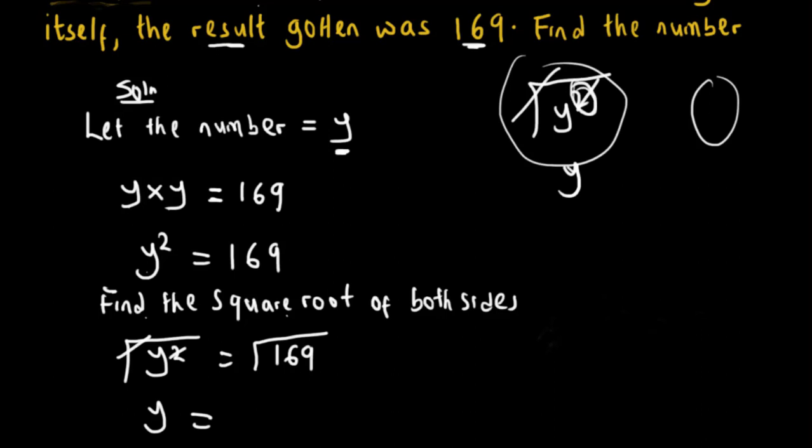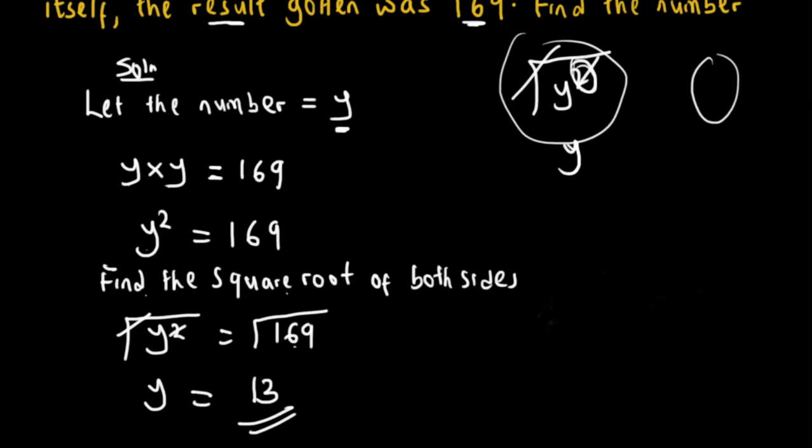What do you multiply with itself to get 169? That is 13. So square root of 169 is 13, because 13 times 13 is 169. So it means our answer is 13. Do you understand? Let's take another question.